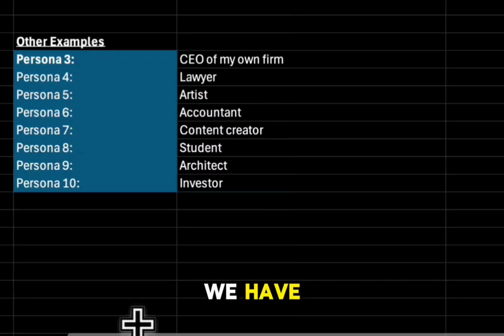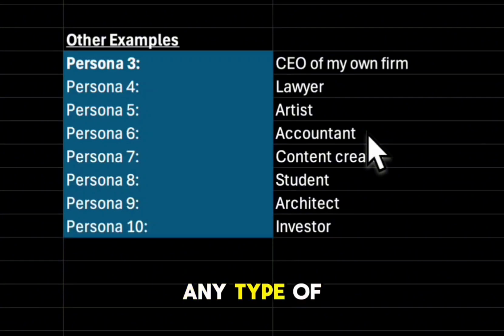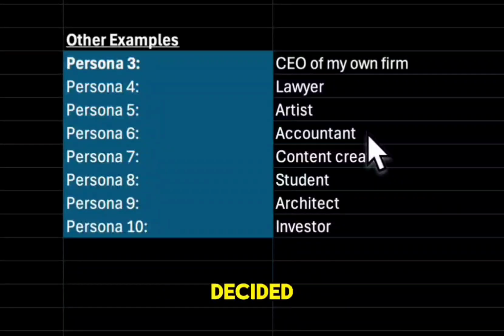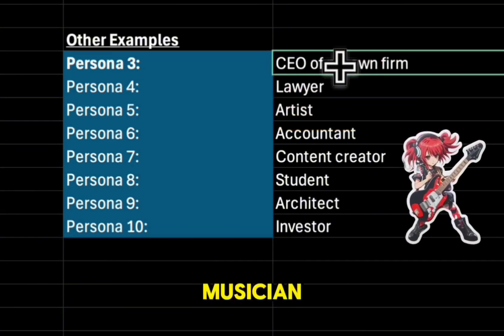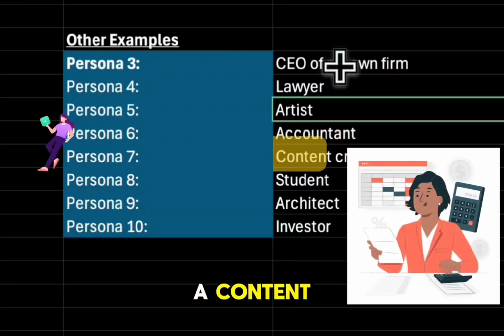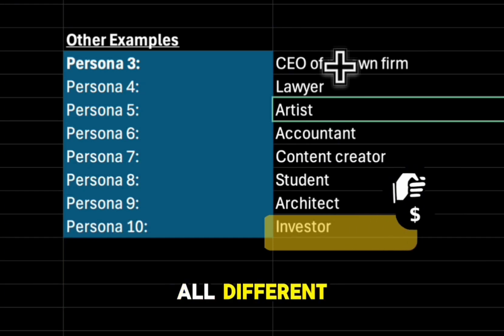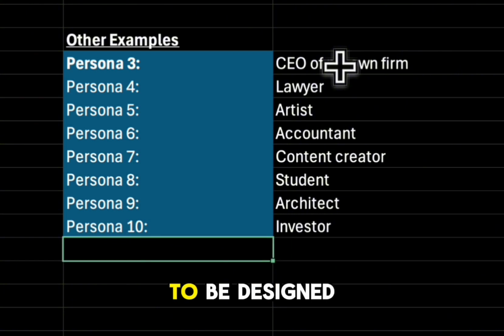Here also we have other personas, and to make a long story short, a persona can be any type of occupation or work or even a passion that you have decided for yourself. It can go from a CEO of a company to a lawyer to an artist, a musician, or any other type of art. An accountant, it could be a content creator, a YouTuber, someone who is active on social media. It could be an architect. It could be an investor. So all different kinds of occupations are meant to be designed as personas.